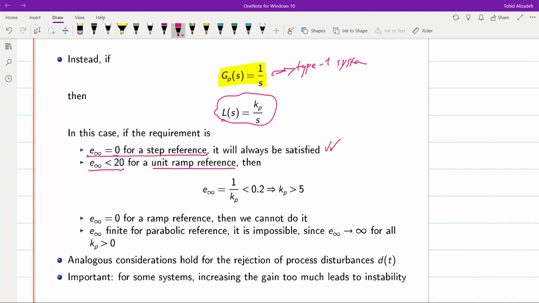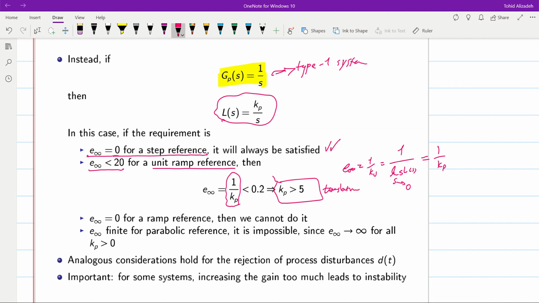For the unit ramp reference, we know that steady state error for a type 1 system is equal to 1 over Kv, where Kv is equal to limit of S L of S as S goes towards 0, and for our example it will be equal to Kp. So the steady state error is 1 over Kp. Kp here is the proportional gain, the gain of the proportional controller. If it needs to be smaller than 0.2, then Kp bigger than 5 will be the translation of the steady state requirement.